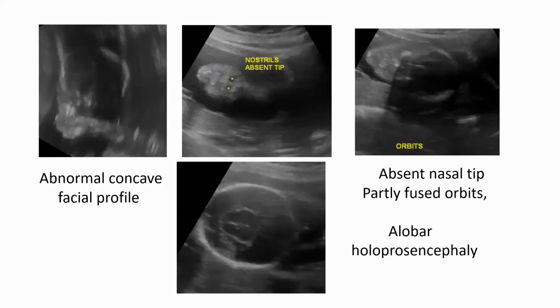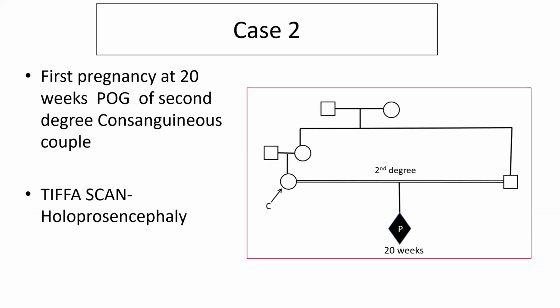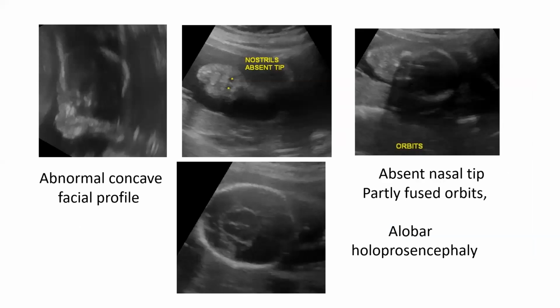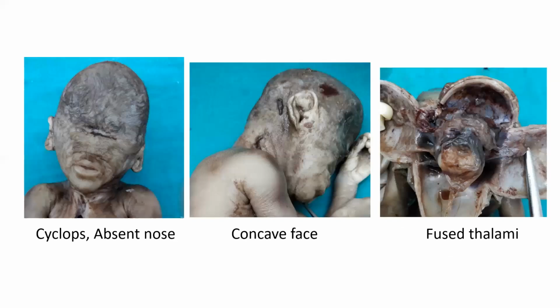So we were discussing that second pregnancy. In the first, this was a second degree consanguineous couple. They came with an abnormal TIFA scan at 20 weeks of gestation, and when the scan was done, there was an abnormal facial profile, absent nasal tip, and partly fused orbits. In the brain findings, they had alobar holoprosencephaly. After proper counseling, the couple decided to terminate the pregnancy.